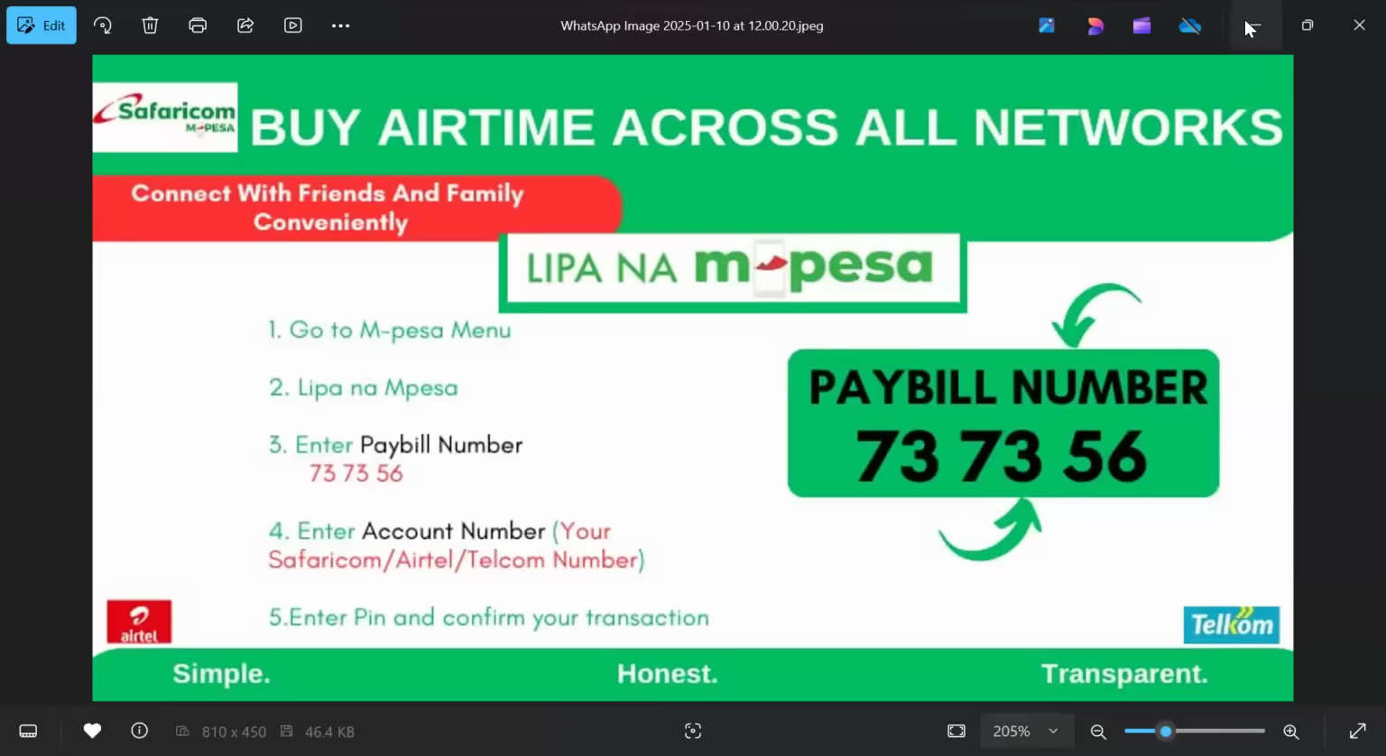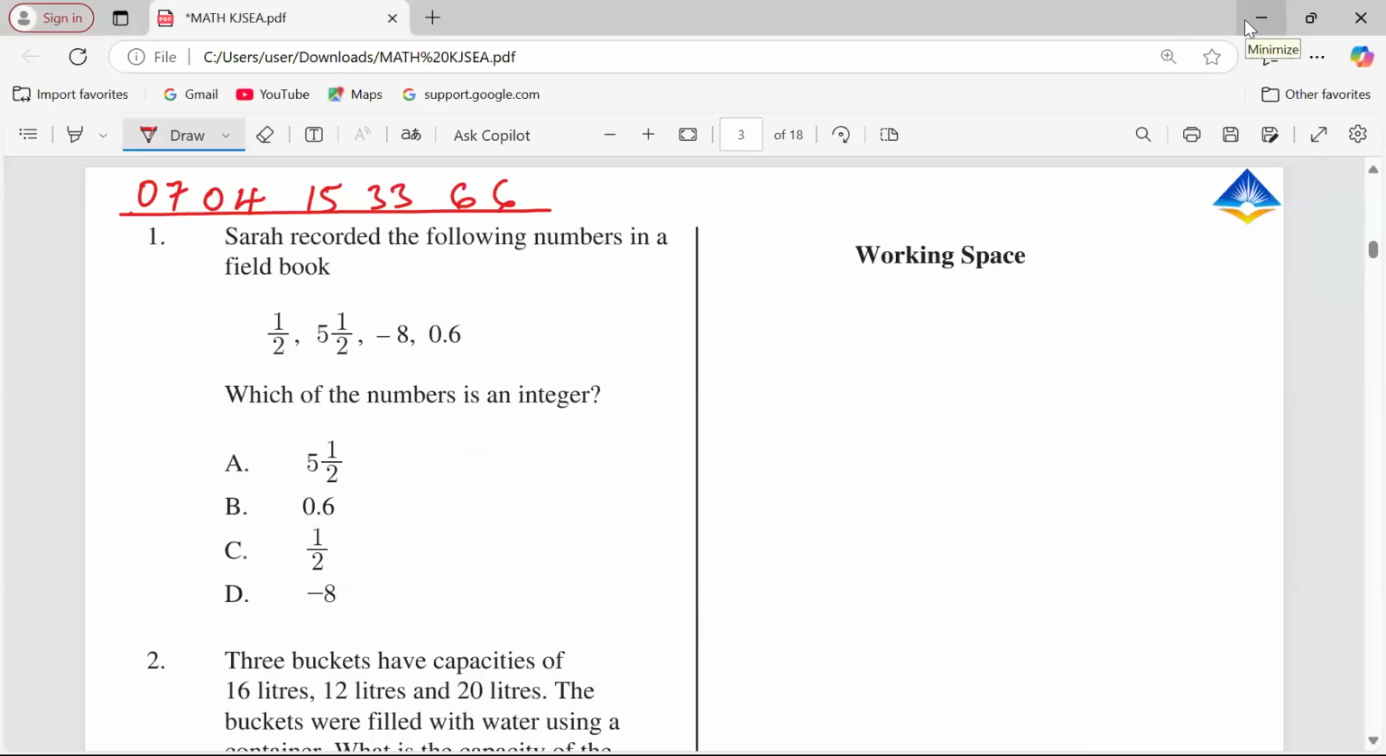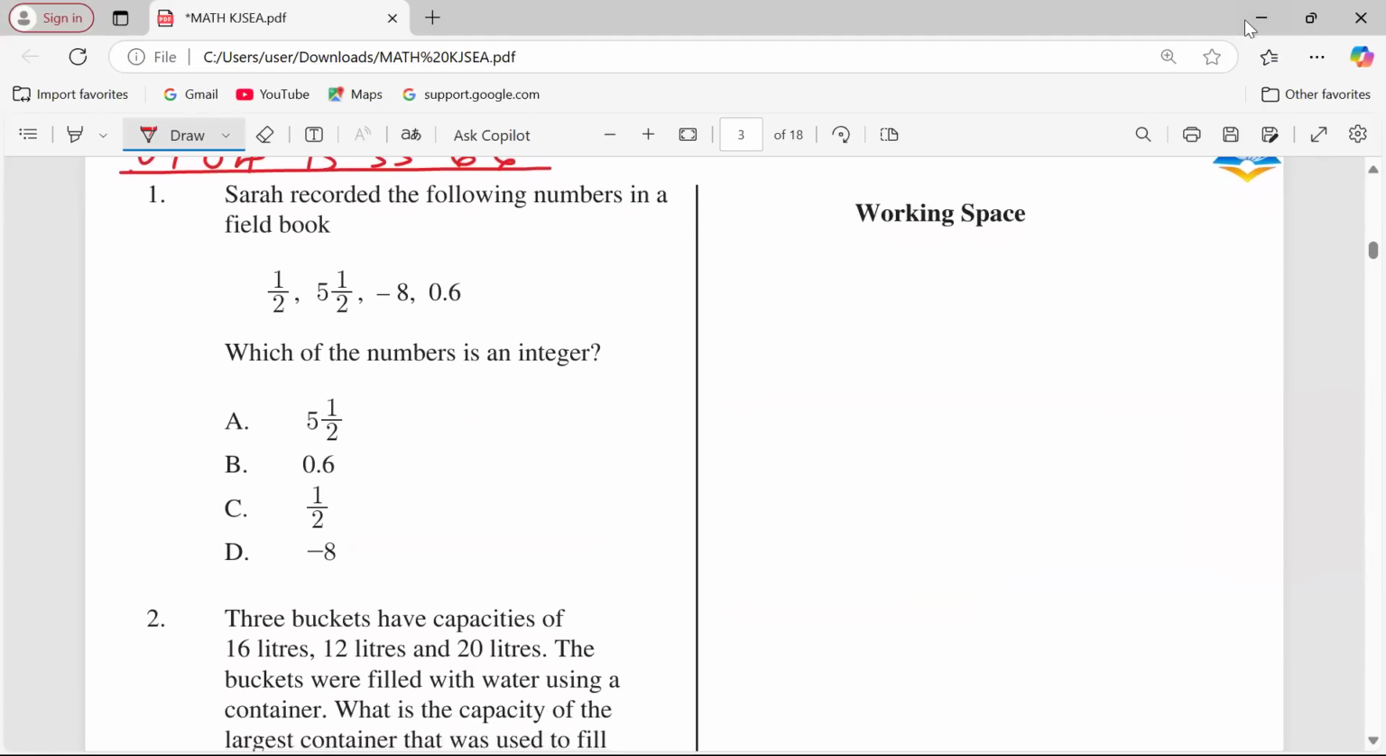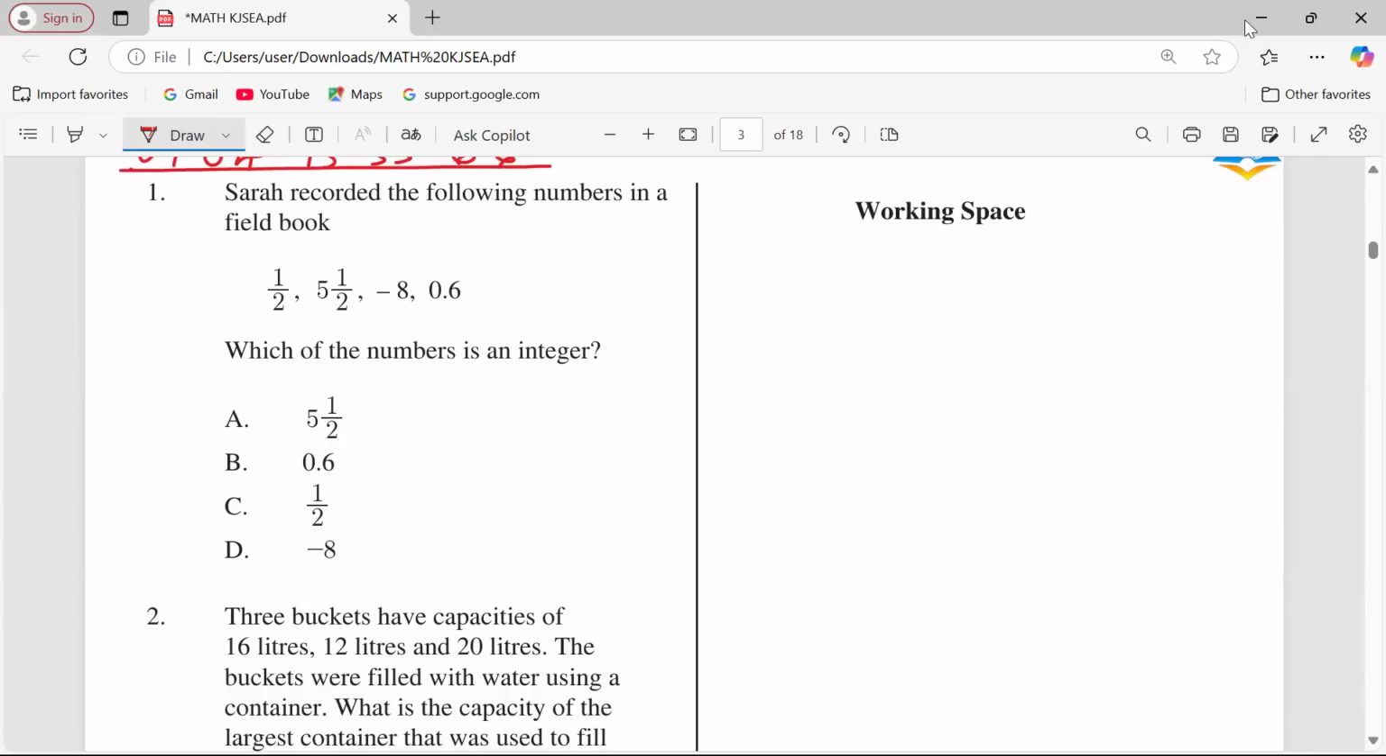Let's get into the paper. Number 1 in section A. Sarah recorded the following numbers in a field book: half, 5 and a half, -8, 0.6. Which of the numbers is an integer?